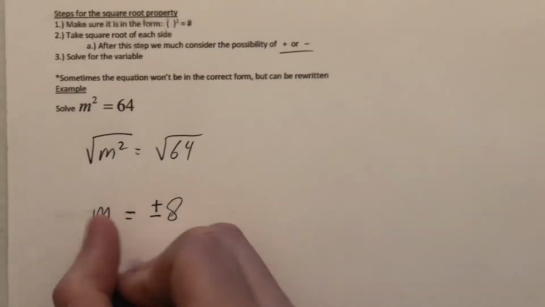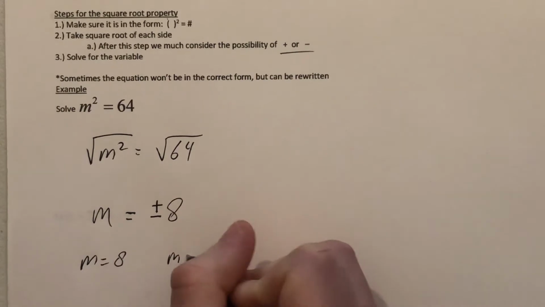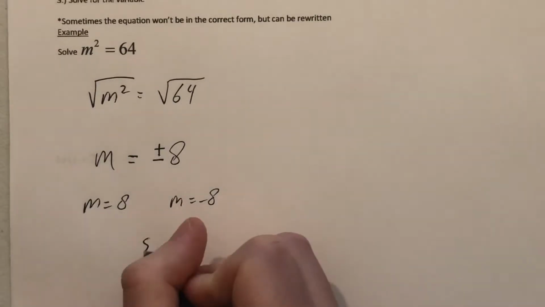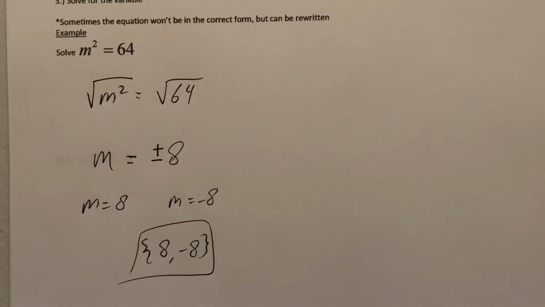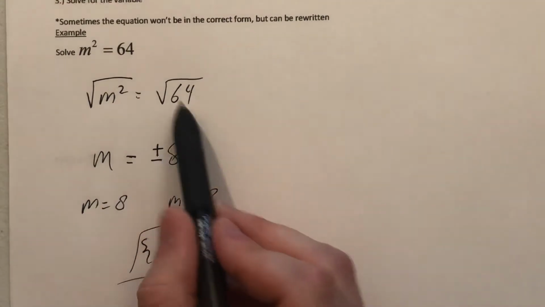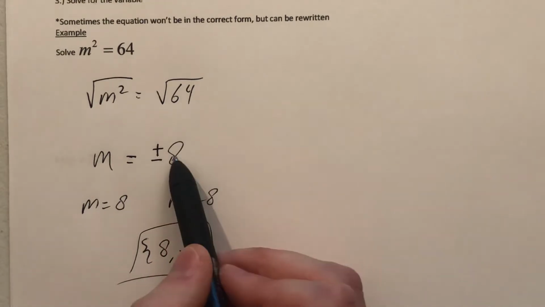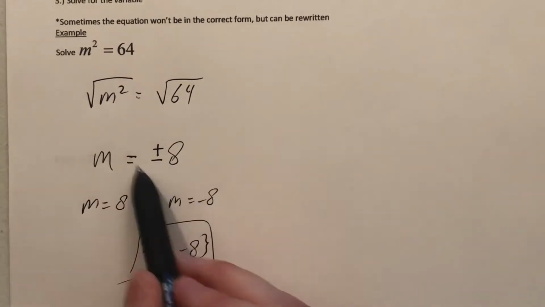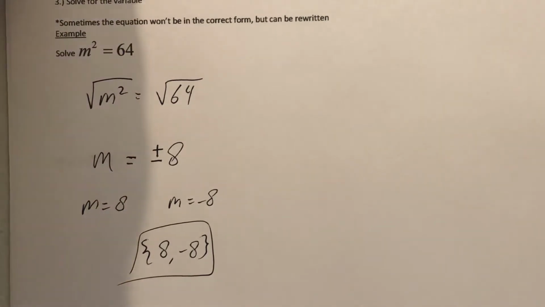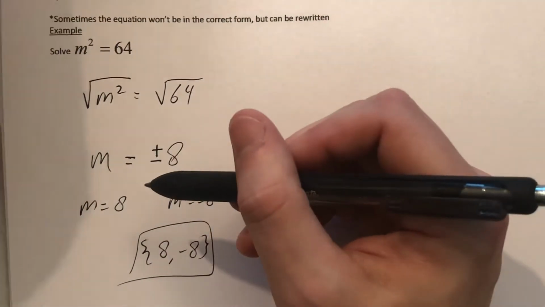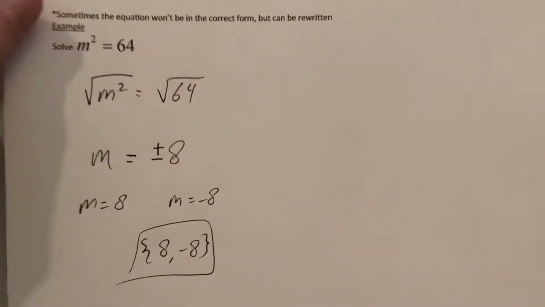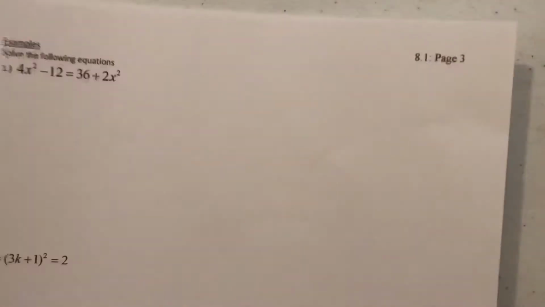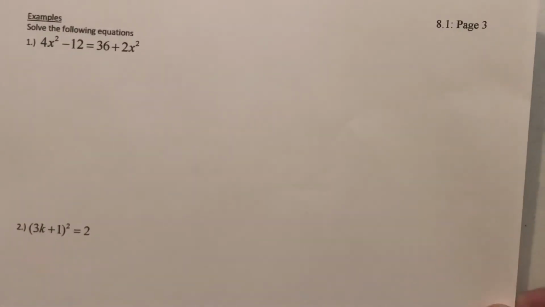Now, as far as the final answer, we don't write that. We write them separately. We write that m could be 8 or m could be negative 8. So our solution is just like we saw above, 8 or negative 8. But it's in this step right here, what we call the square root property step, the square root of both sides, that plus or minus is going to show up. And we need to understand that as these problems get a little more involved or involve a little bit more work after the step of the actual square root of those sides. Take a look at these couple examples here.